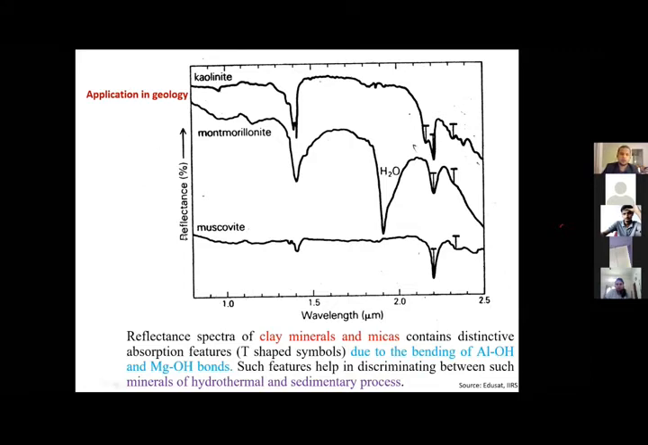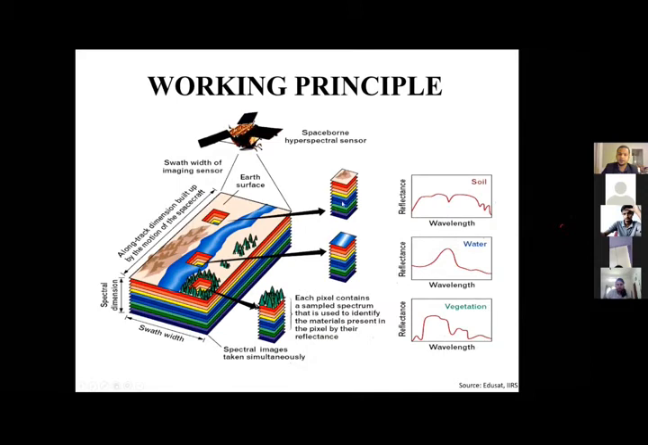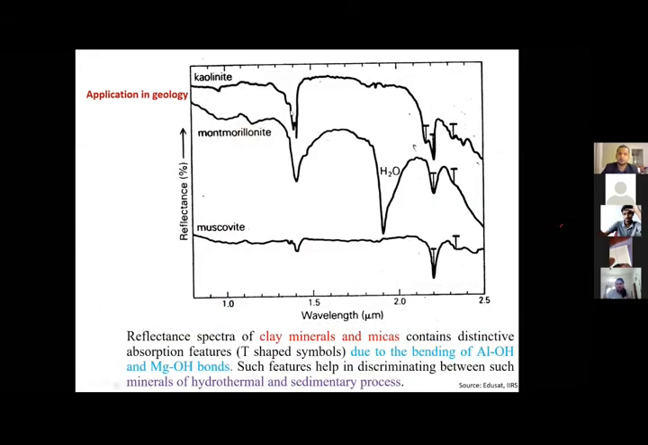If you see here, again, the y-axis is giving you the reflectance, the x-axis is giving you the wavelengths. As we have already seen, the working principle is that hyperspectral gives us continuous data. So this is continuous data within the wavelengths from 0.5 to 2.5 micrometers. And these are clay minerals: kaolinite, montmorillonite, and muscovite. Muscovite is basically a mica.